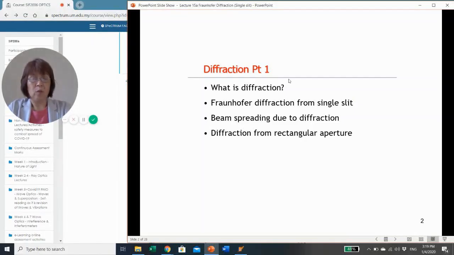Part 1 will focus on explaining what diffraction is. And then, like I said, we limit to single slit, Fraunhofer diffraction from a single slit. And from there, we move towards the spreading of the beam due to diffraction and extend to rectangular aperture.